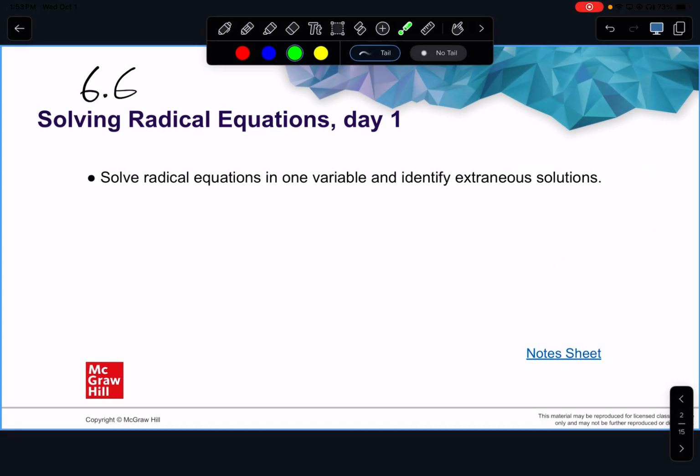Okay, today we're going to be solving radical equations. There's going to be a lot of skills in here that you already know how to do. We're just going to add one extra little tool to your toolbox. So the first thing I want to ask you is this: if I have x squared equals 25, how would I solve that? What would I need to do?